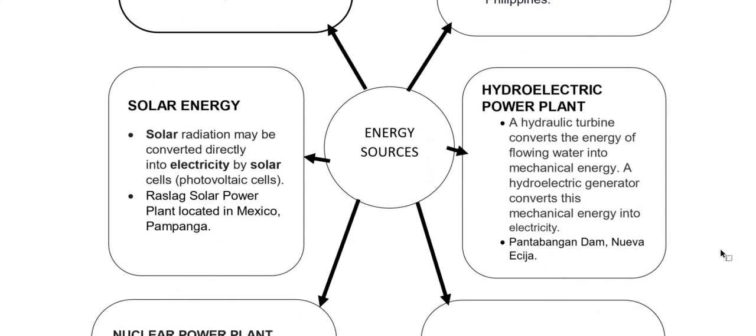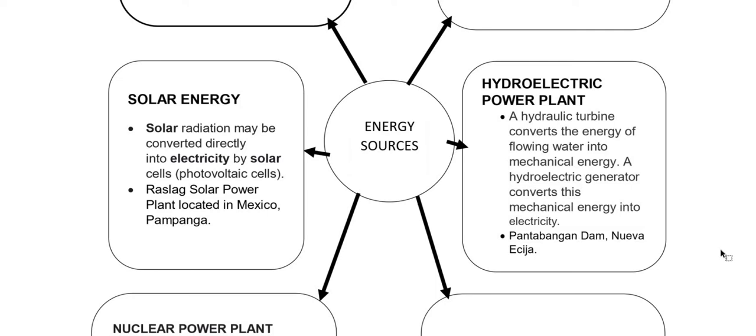Yung next na source of electricity from the left is solar energy. It uses up solar radiation and is directly converted into electricity. Wala nang involved na turbines. Okay, so meron tayong mga power plants, solar power plants in the Philippines, and among them ay yung nandyan sa may Mexico, Pampanga, the Raslag Solar Power Plant. Okay, in Mexico, Pampanga.